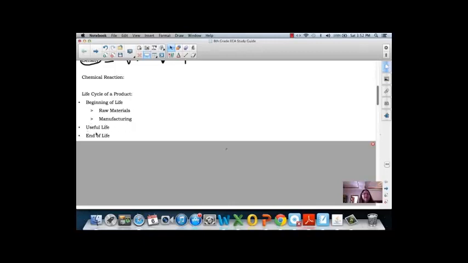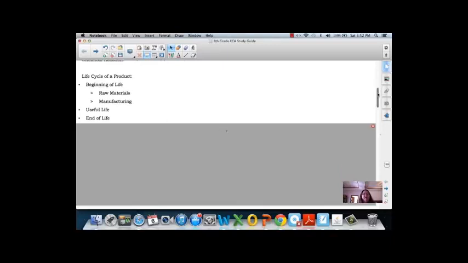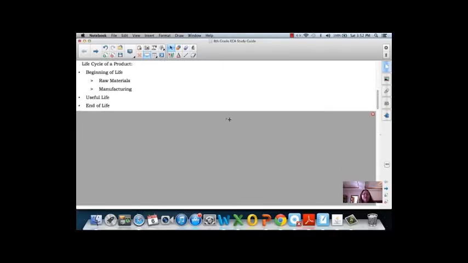Then it has its useful life. That's when we use it. It goes to the store, goes out on the shelf, we use it in our home. And then our end of life, and our goal with end of life is to reuse, recycle, reduce the amount of waste that goes into the landfill, but certainly some of the end of life involves products going to a landfill.